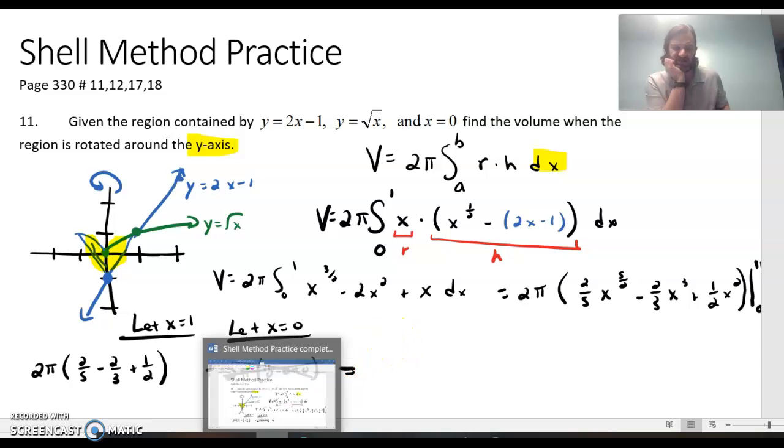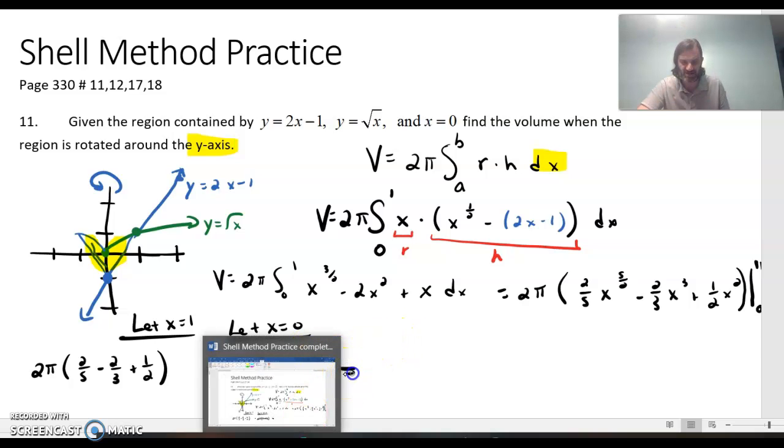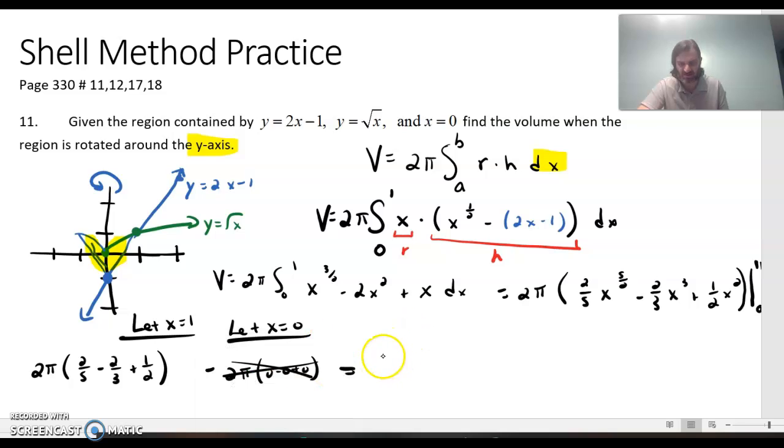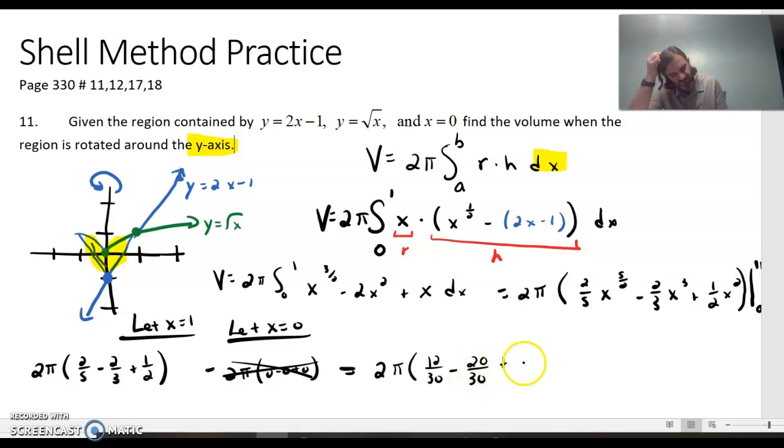So let's see what happens here. We're going to need a common denominator. I'm going to leave the 2 pi out front. So I've got denominators of 2, 3, and 5. Let's make them all 30. So 2/5 will be 12/30. And 2/3, that will be 20/30. And 1/2, that'll be 15/30.